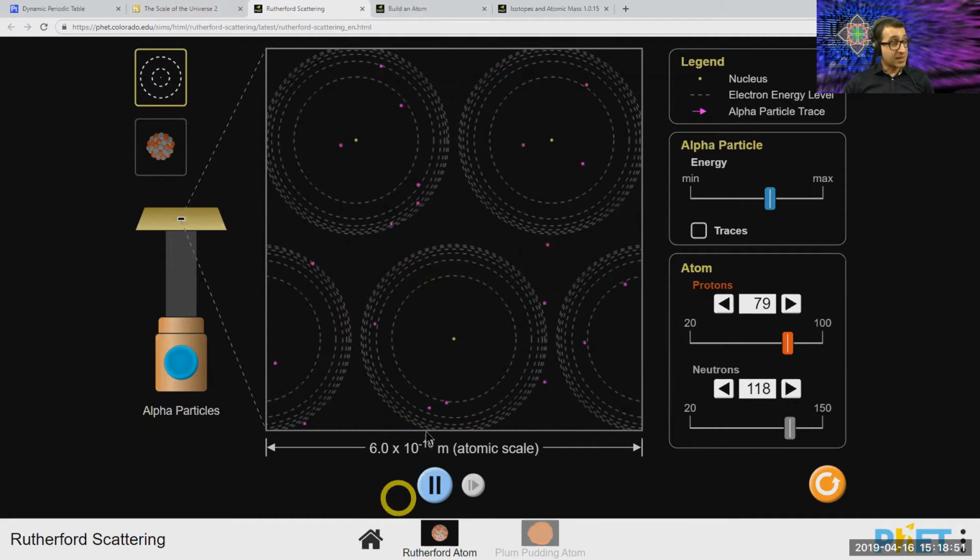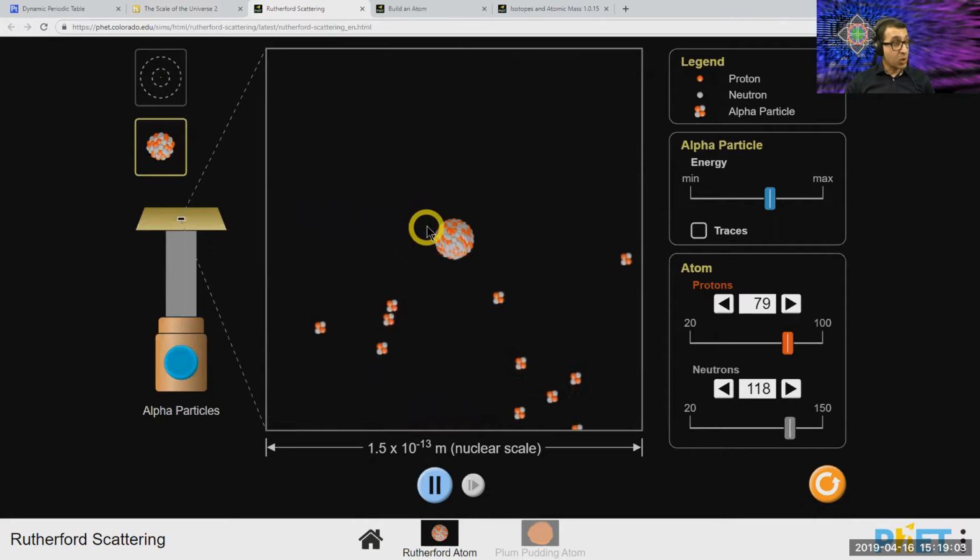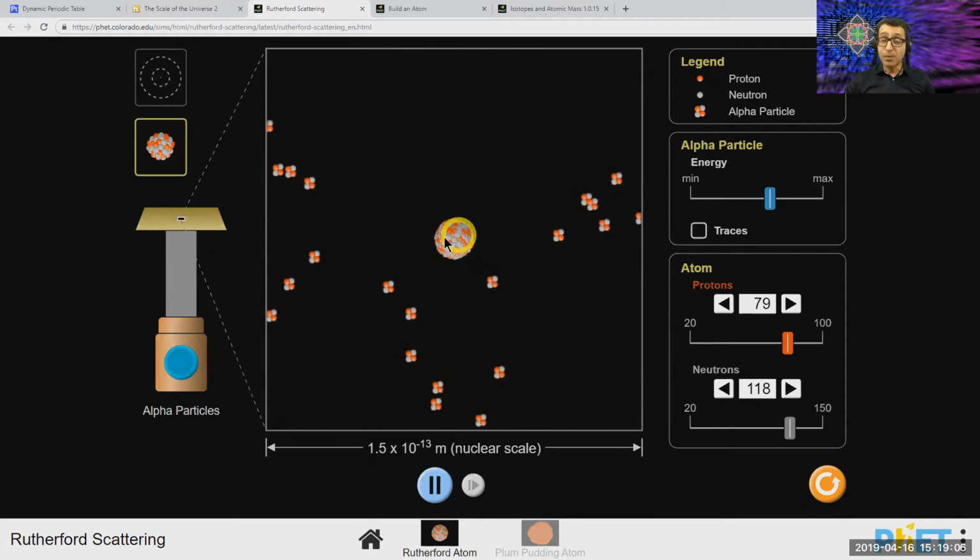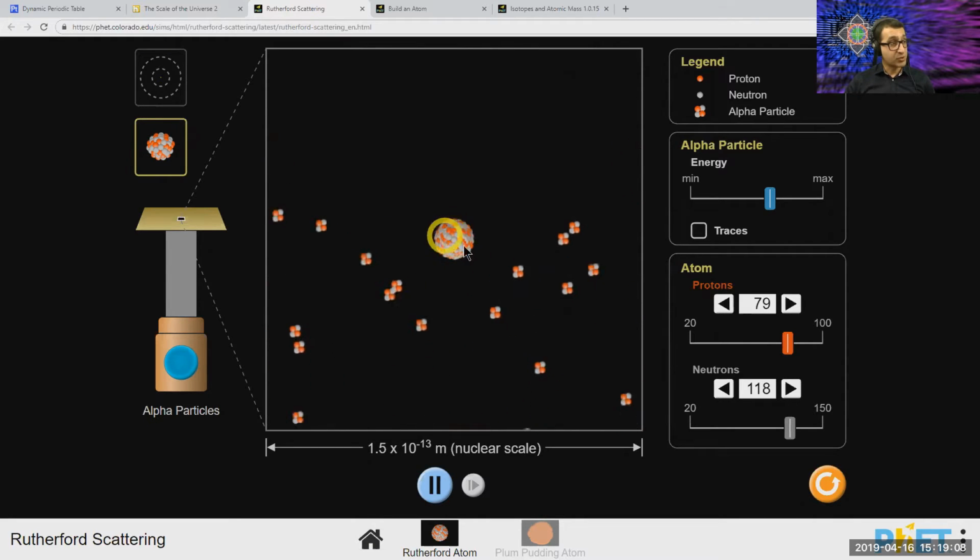The only way you can explain this is that most of the atom is in fact empty space, and the mass of the atom and also the positive charge is located in the nucleus. And this is the reason why, if we zoom into one nucleus, the nucleus, of course, is positively charged because you have lots of protons and neutrons there.